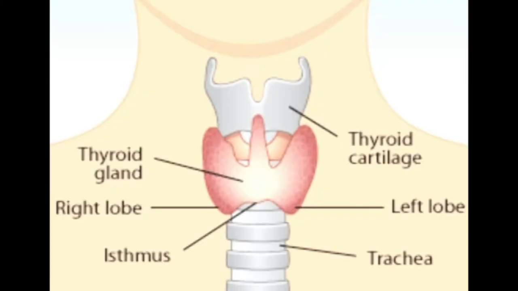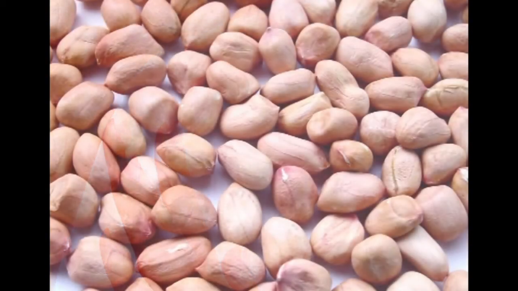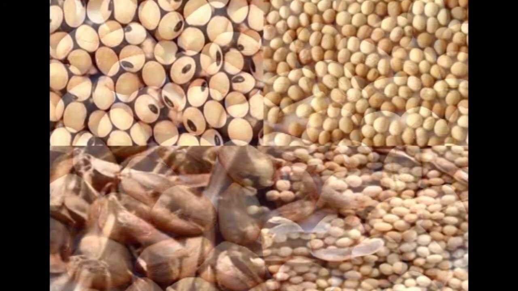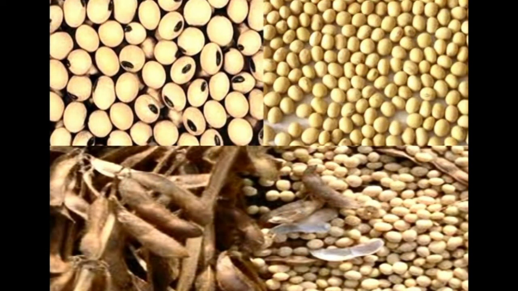Now, we also have certain components called goitrogens. These goitrogens are substances which prevent the thyroid gland from taking up iodine and cause a deficiency of iodine in the thyroid gland, and these are mostly found in groundnuts as well as soya beans, etc.